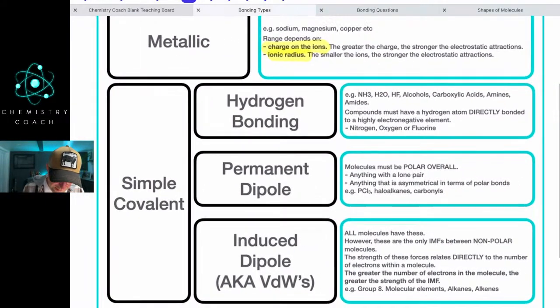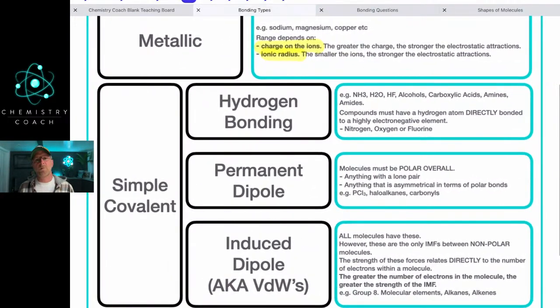So here we go. We get into the fun stuff, all right? So simple covalent molecules. I'll go through the examples of what to expect with simple covalent molecules, but let's have a look. Generally speaking, hydrogen bonding is the strongest type of intermolecular force, permanent dipole next, and then induced dipole next. We will get to talking about how to identify what type of intermolecular force is between different molecules. Okay, we'll talk about that.